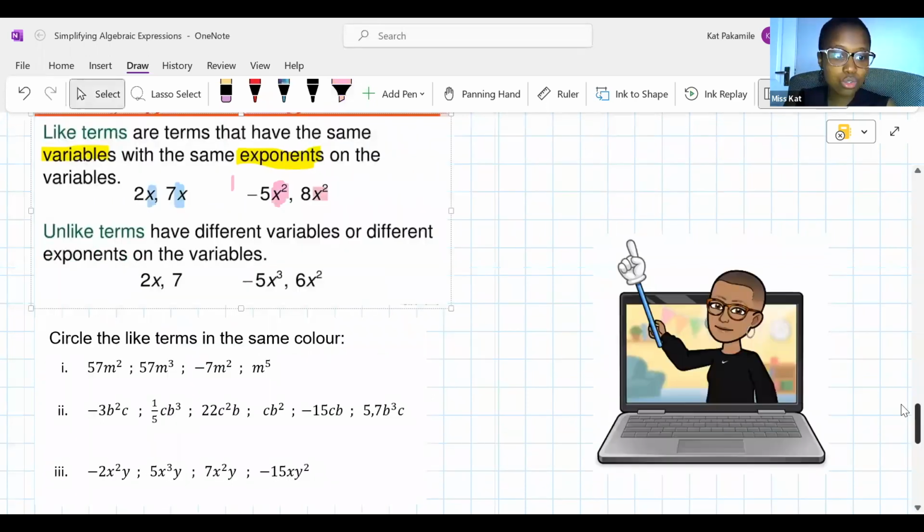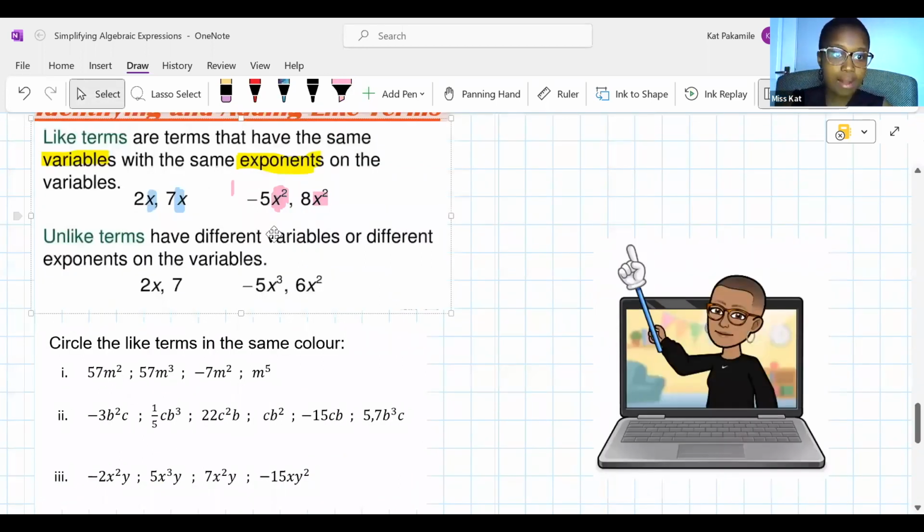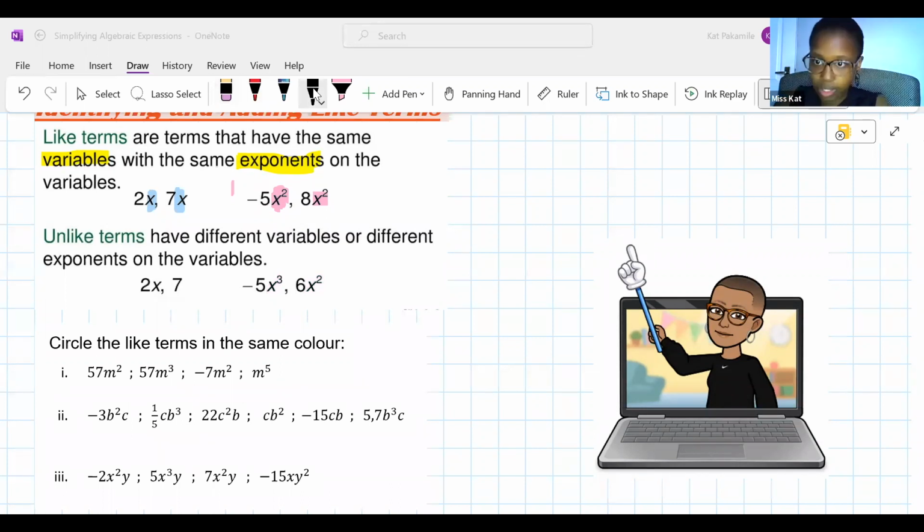Now let's practice this. Who's gonna do 1, 2, and 3 with me? Let's circle the like terms. Unlike terms are obviously the opposite. If you look here at the bottom, x cubed and x squared are not like terms because they have different exponents. So we're looking at exponents. We're not looking at the coefficients or the symbols. You're looking at strictly variables and exponents.